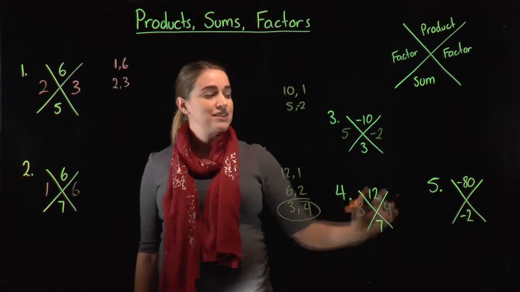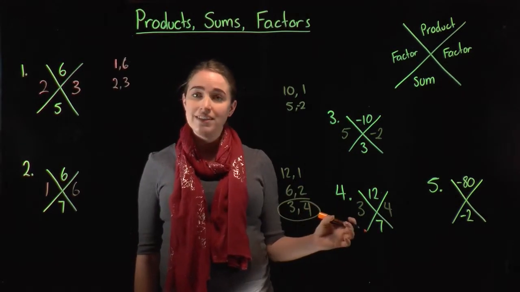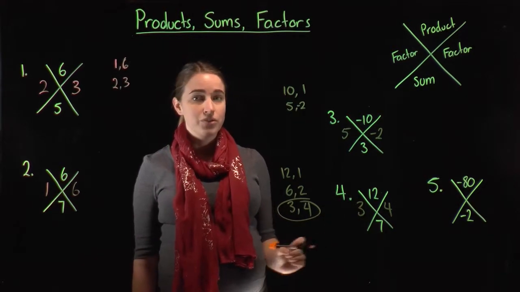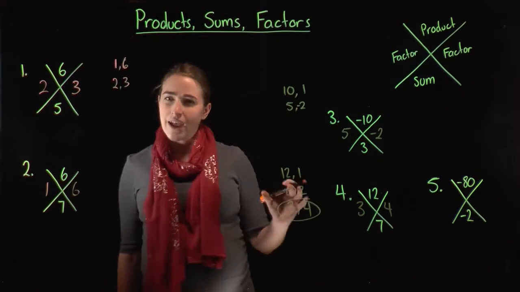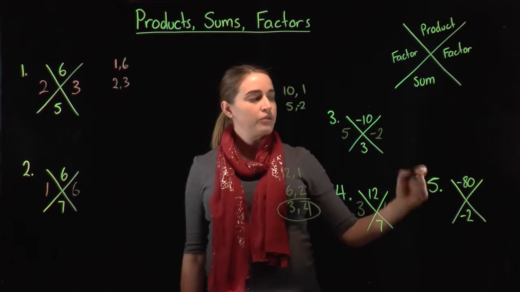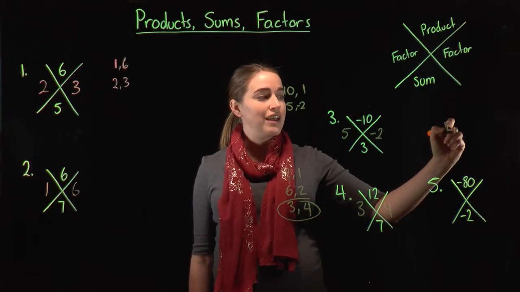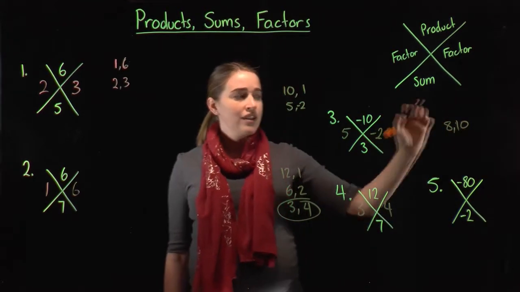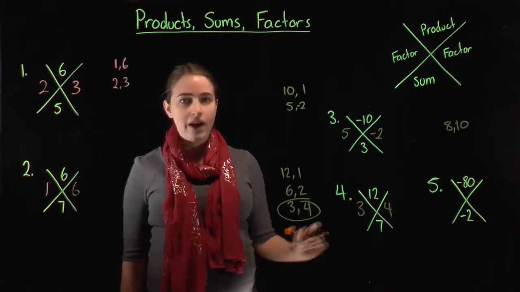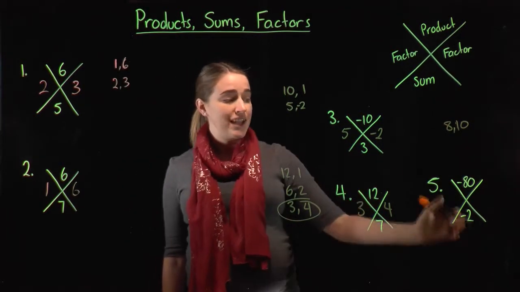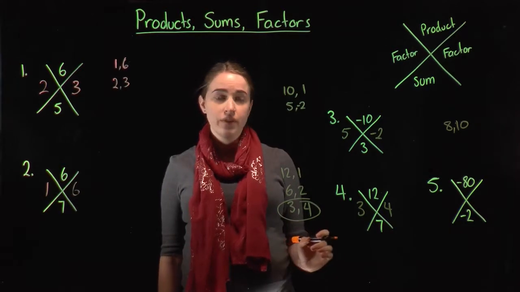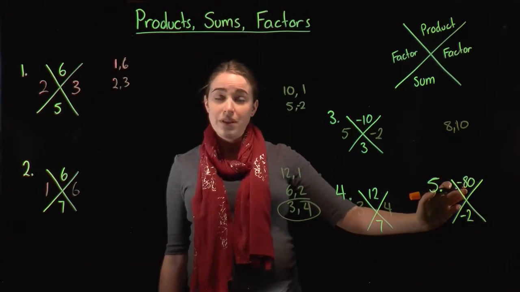All right, and in our last example, we've got a product of -80 and a sum of -2. So again, just start thinking about the 80, ignore the negative for a second. If we're looking at 80, we could have 8 and 10, for example. Now that, I'm going to stop there. I'm not going to write down all my other possible combinations because my 8 and my 10 can help me get to that -2. Remember, I need one of them to be negative.